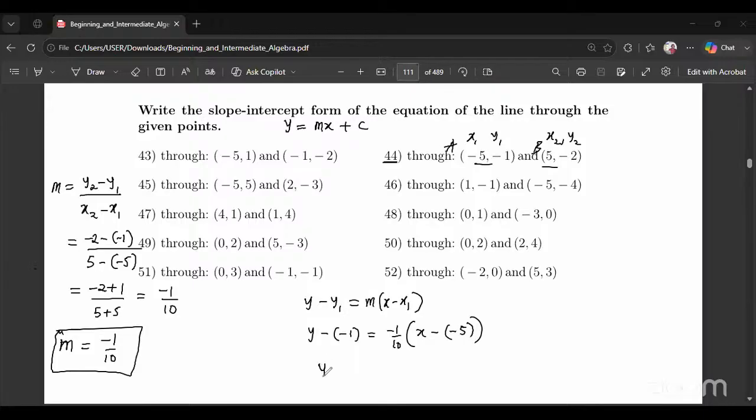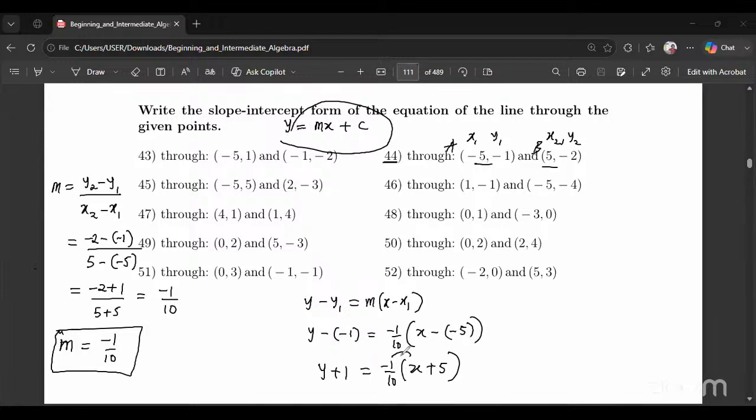So negative becomes positive, and we have -1/10. In brackets, we're going to be having x plus 5. You all know how I got the x plus 5. The negative times negative will give us positive, right? Now, because we want to put it in the slope-intercept form, we need to now simplify this one much further.